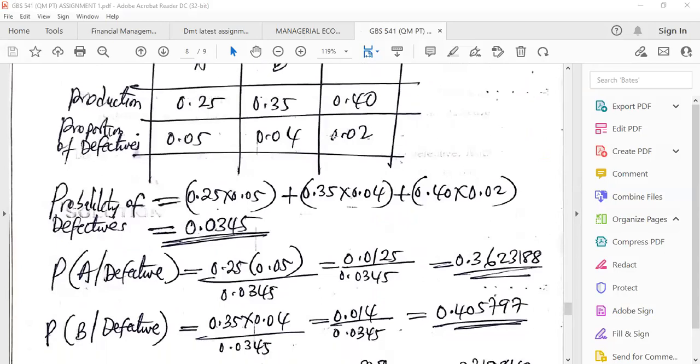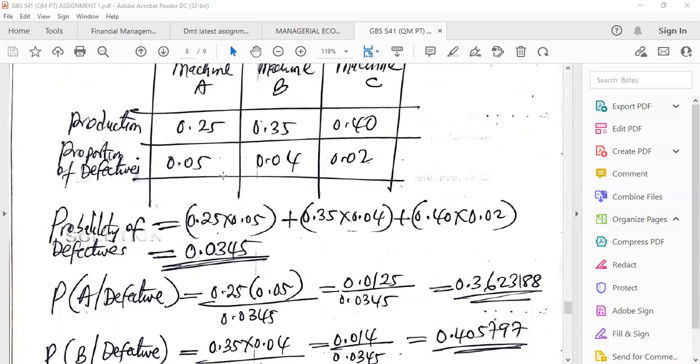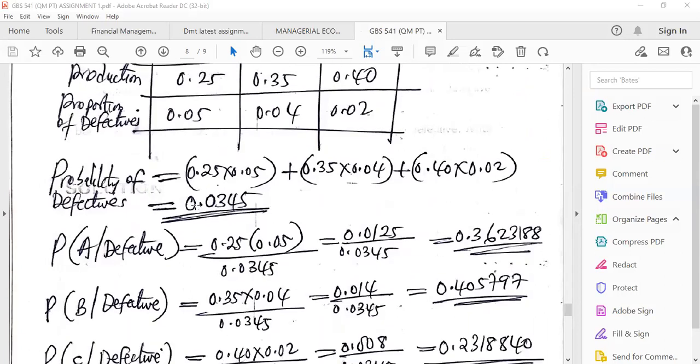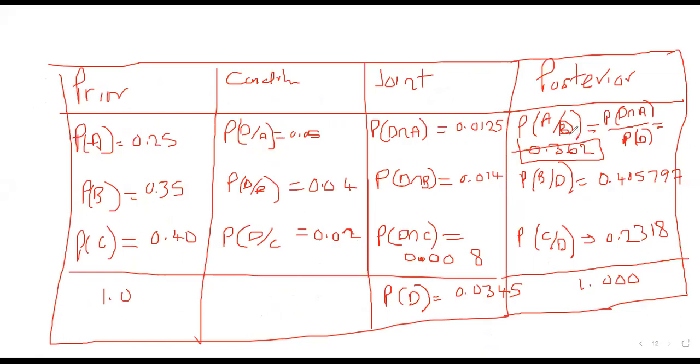So if you go to your assignment, although it was done a little bit differently, it's the same concept. You do that table, you find the probability of the defectives by multiplying, getting the intersection and getting the defectives. Then you divide each of these over the defectives. So probability of A given D is 0.0125 over 0.03. We found 0.362. B given defective, you get this. C given defective, you get this. So the answers we are finding here are simply the same answers that we have found using this logic framework. All right.